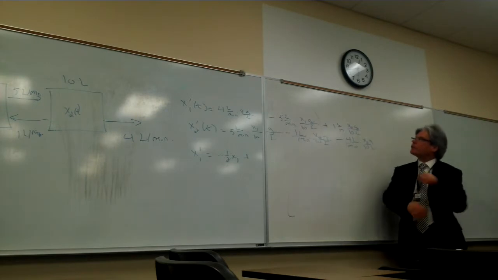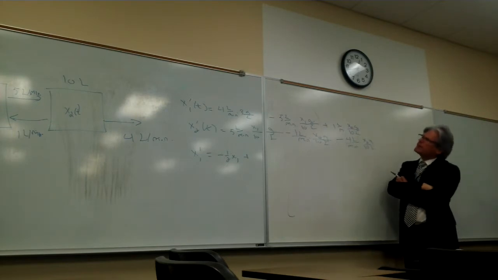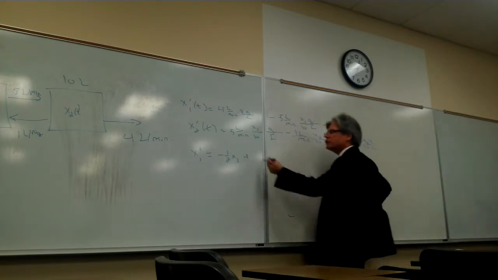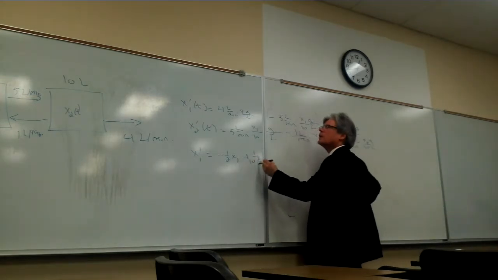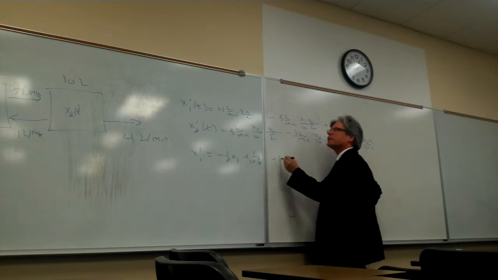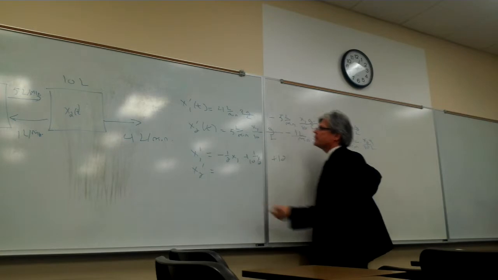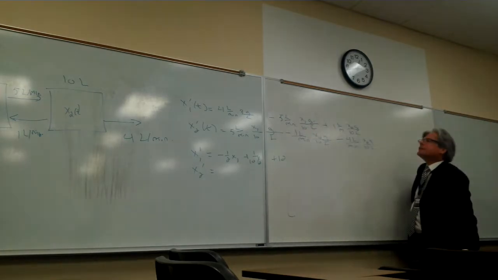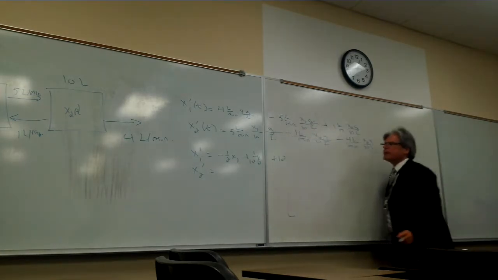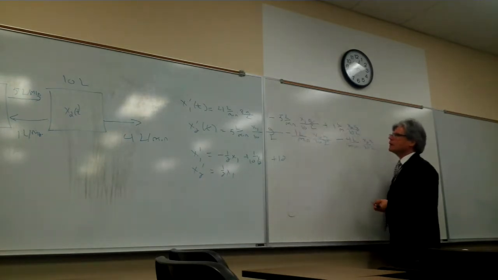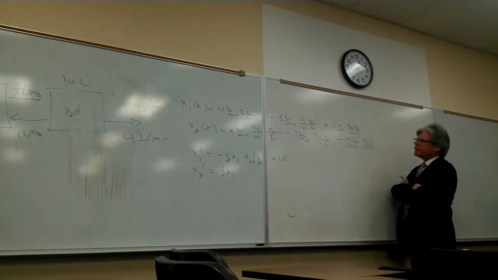And I think my first equation cleans up too. You guys help me with the arithmetic. So negative 1/2 x1 plus 1/10 x2, plus a lingering positive 12. Whereas my x2 prime ends up being nothing more than positive 1/2 x1. Is that a minus 1/2 x2?